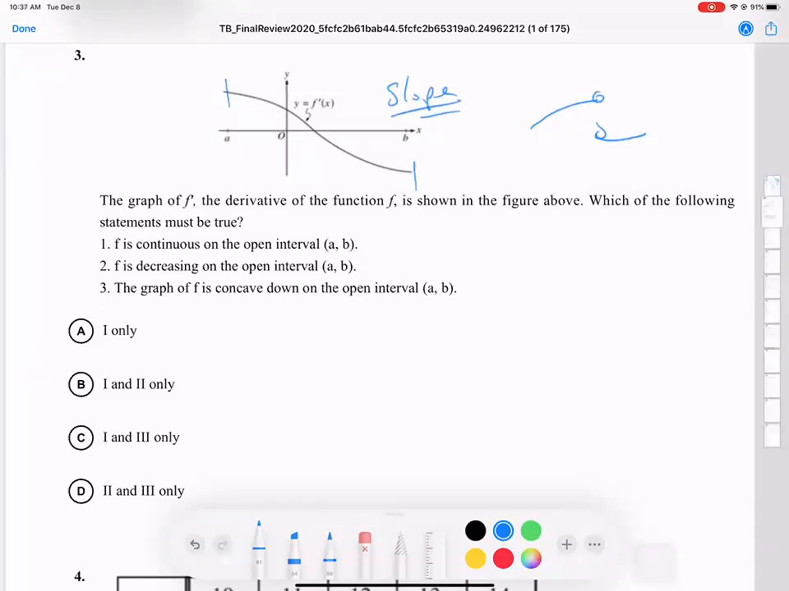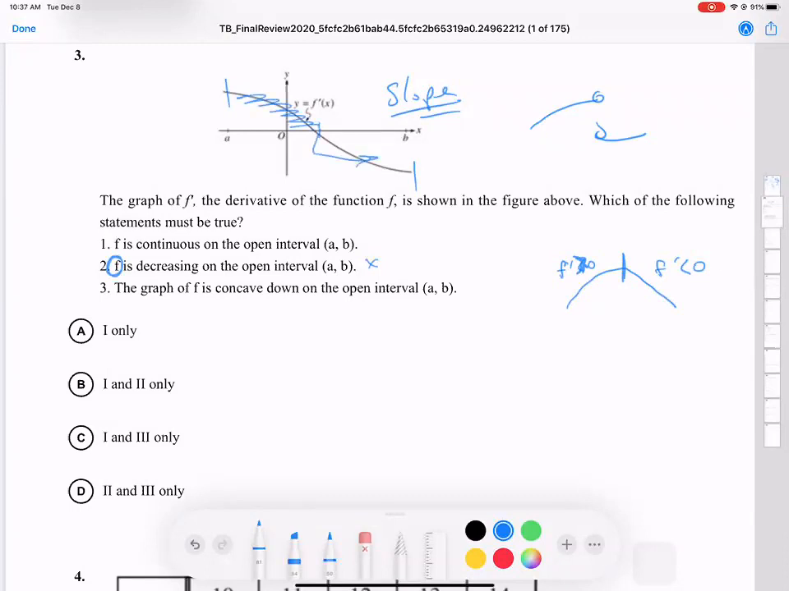F is decreasing on the open interval from a to b. Is it true that the original graph is decreasing? Remember, that's described by the slope, a positive slope or a negative slope. So f prime is positive here, and f prime is negative later. So are we always decreasing? Answer is no. See how this is all positive here? That means this is a positive slope. We've been increasing. We are decreasing from here on out, sure.